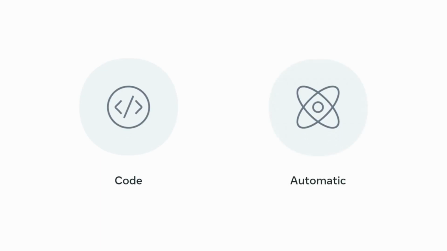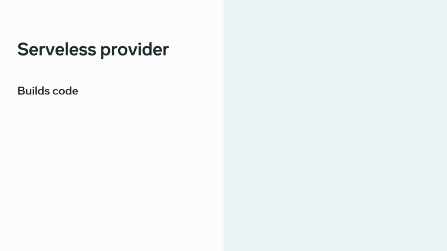A serverless provider is closely integrated with the version control system. Whenever you push code, the serverless provider starts working automatically. It builds the code, runs the tests, deploys your code in their servers, and provides you with a URL to access the hosted application and database.